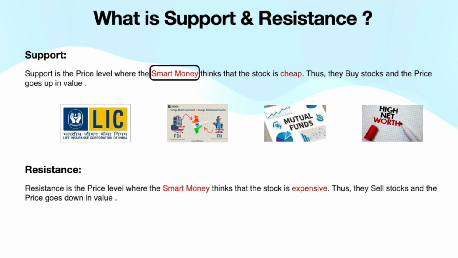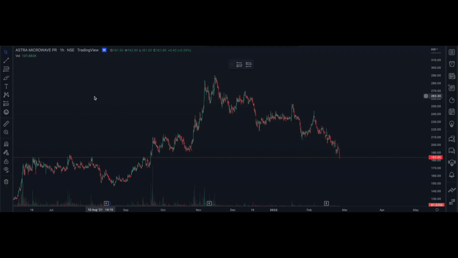Now traders, it does not matter if you don't know the definition. You just have to understand the logic. I will start showing some examples to you now so that you can easily understand this topic. Now traders, this is a chart of a stock. The stock name is Astra Microwave. I have taken the 1 hour time frame.